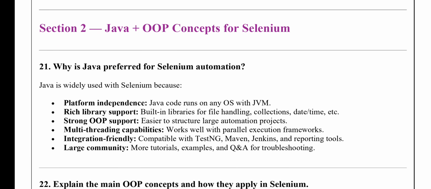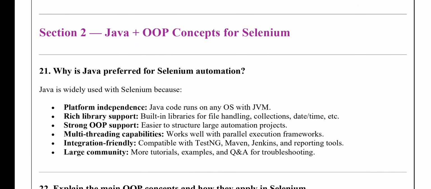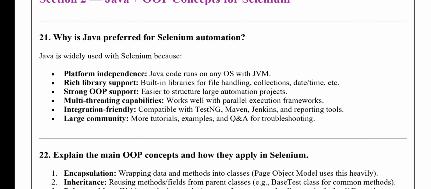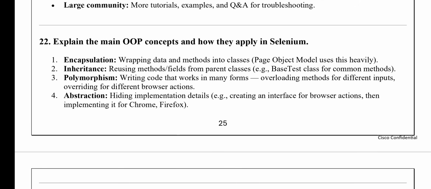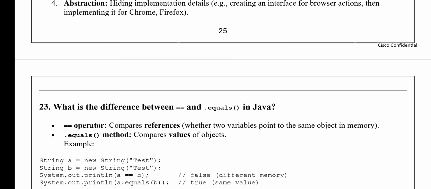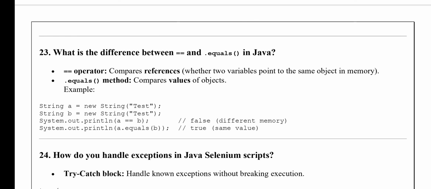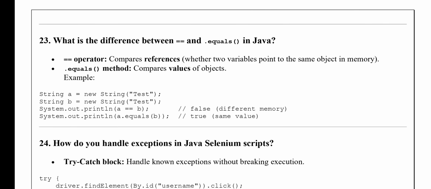Okay. In section 2, we have discussed the Java plus OOPS concepts for Selenium. Why is Java preferred for Selenium automation? What are the main OOPS concepts and how do they apply in Selenium? Difference between equal to operator and equals method.